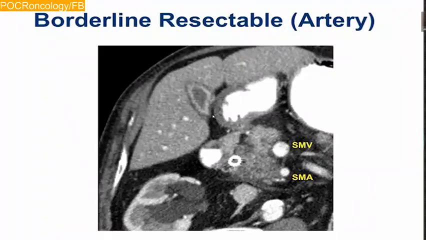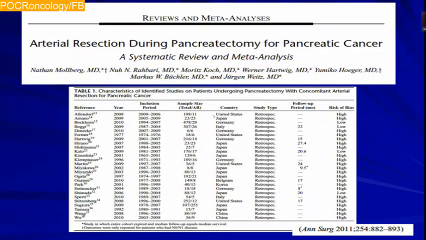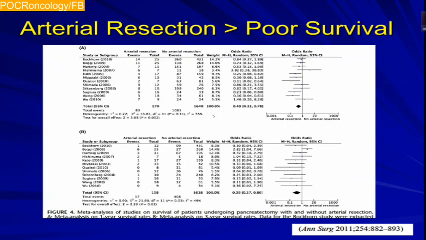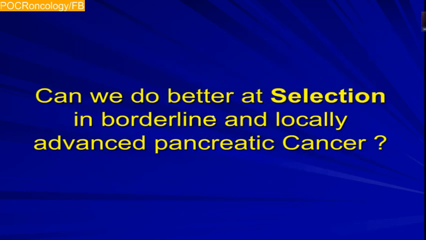So can we push the envelope further? How about arterial resection? If you look at this meta-analysis, from very highly specialized retrospective series with a very high selection bias, arterial resection, talking about mainly superior mesenteric artery, had higher mortality and poor survival. And most pancreatic surgeons will not do it unless there was a very, very high selection of these patients, with good performance, good response to the neoadjuvant treatment, and stable disease. Then we might try some sort of arterial resection.